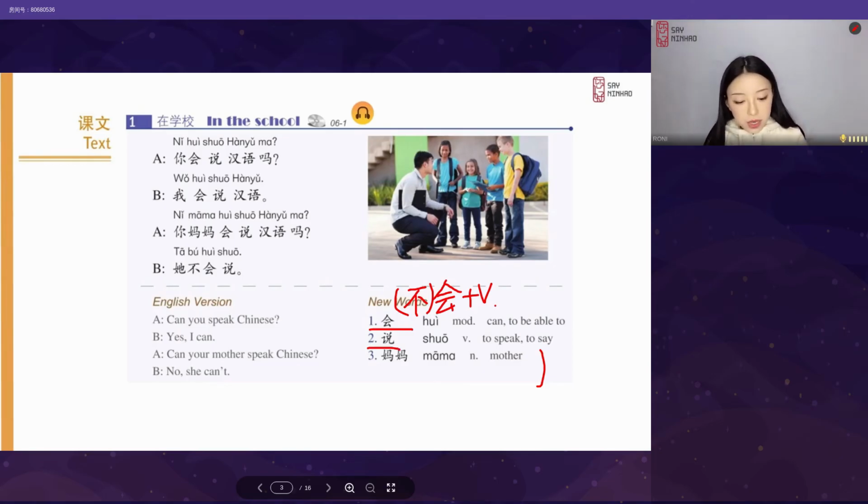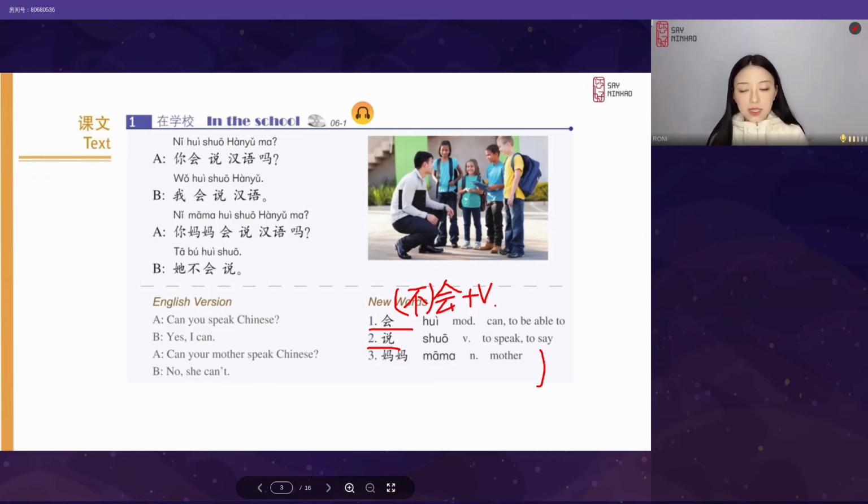Next one is 说. The initial is shi, the final is wo, and the tone is the first tone. So put them together. Shuo. Read after me, please. Shuo. It means speak, to say. So speak Chinese is 说汉语. 汉语 is Chinese. 说汉语.